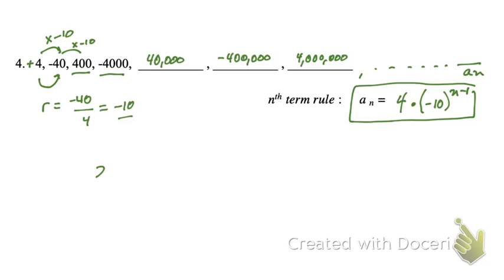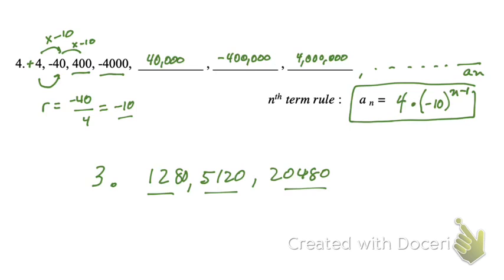Okay, I don't know what happened on number 3, but on number 3, if you copied the notes down, the 3 fill-ins were 1,280, 5,120 and 20,480. Those were the three fill-in numbers. The rule would have been 5 times 4 to the n minus 1.